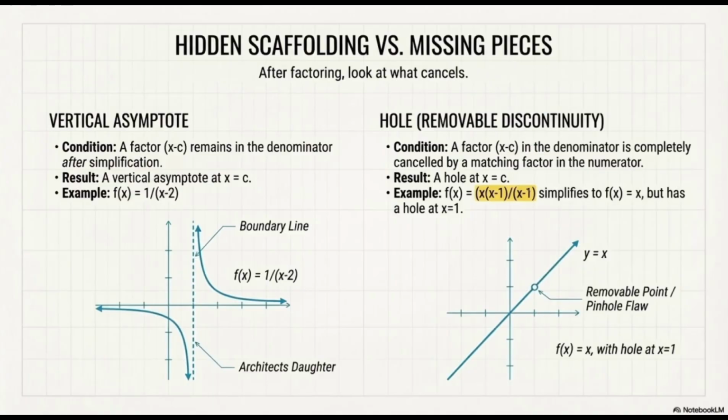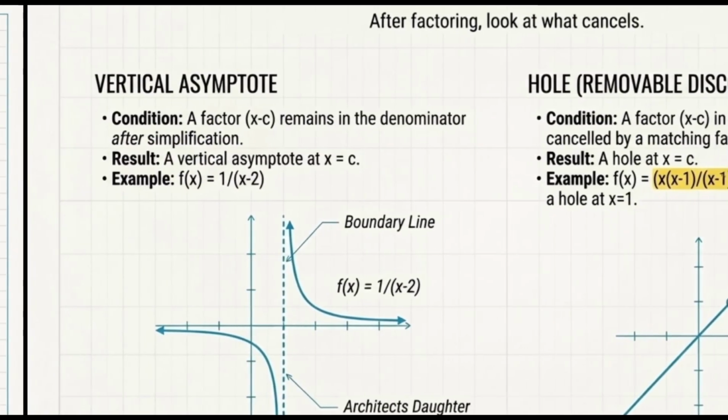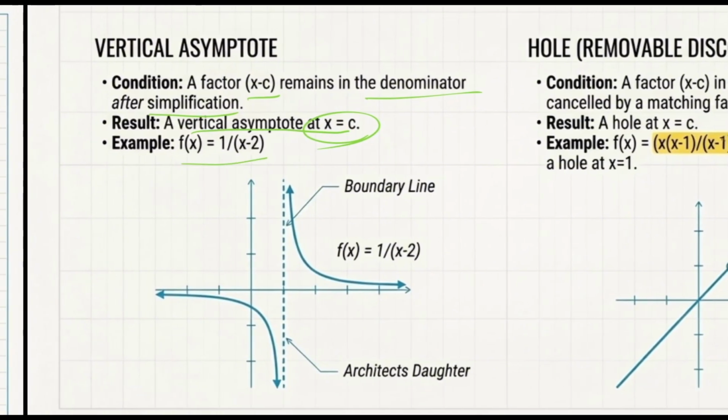The very first thing is the vertical asymptote. What does that mean? It means that I have a condition where a factor of x minus c remains in the denominator after all of the simplification. So the vertical asymptote is going to be x equals c. For instance, if I have 1 divided by x minus 2, x equals 2 is going to be my forbidden point. If I put that value there, for sure my f of x, or final answer, is going to be undefined. So I have to get rid of that.